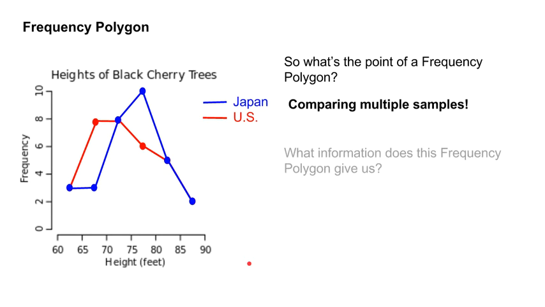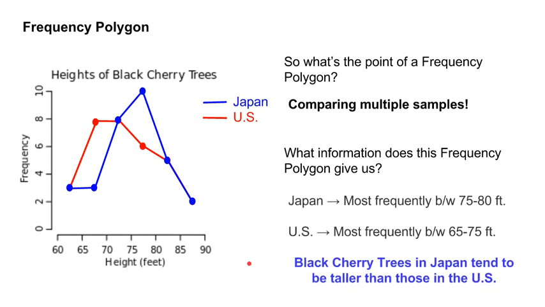So what can we tell now? Well, we can look at Japan is more frequently between 75 and 80, whereas the US is more frequently between 65 and 75. Right? The mode for Japan was between 75 and 80. That was the highest frequency. The mode for the US was between 65 and 75, because both these points were at 8, which is the highest frequency. So from that information, we can say black cherry trees in Japan tend to be taller than those in the US.